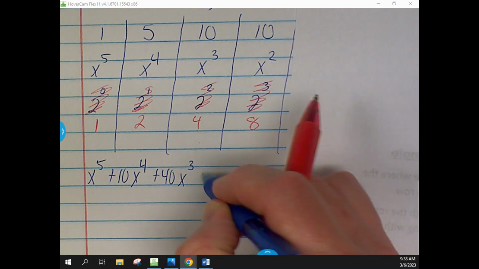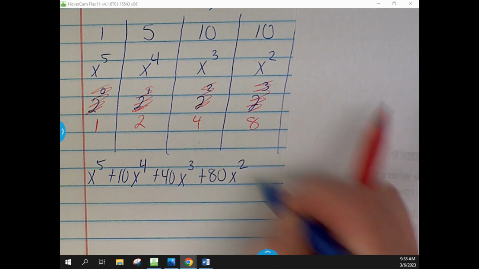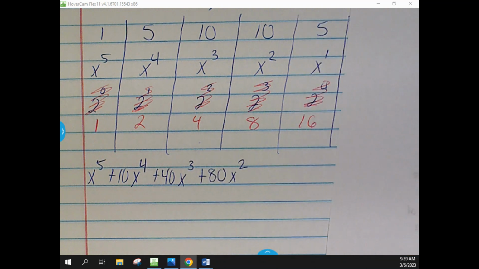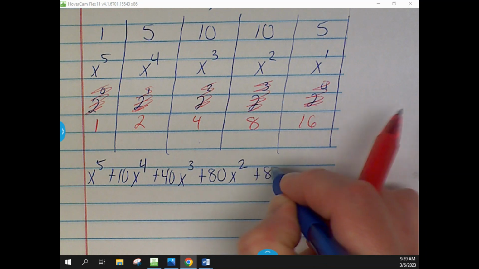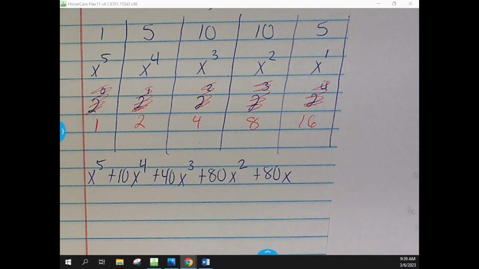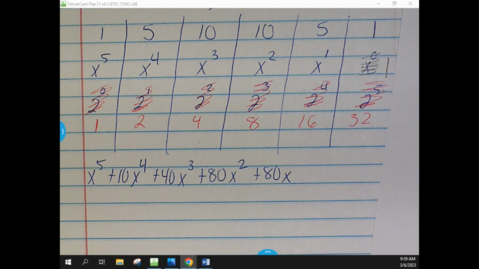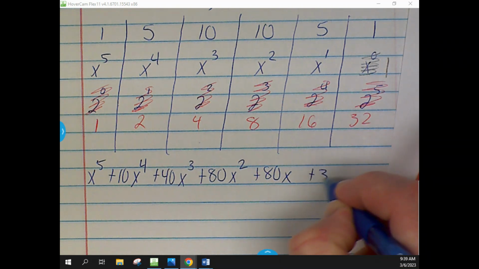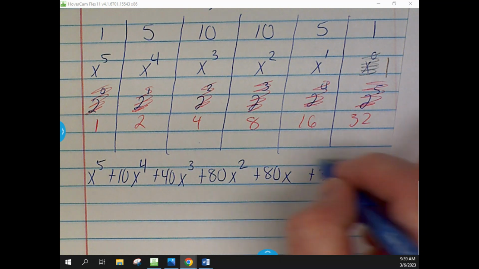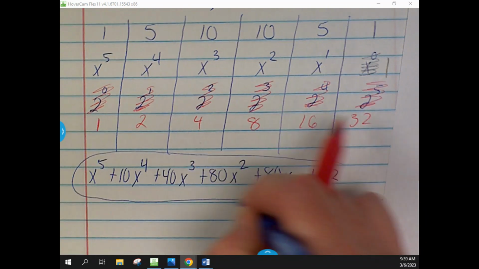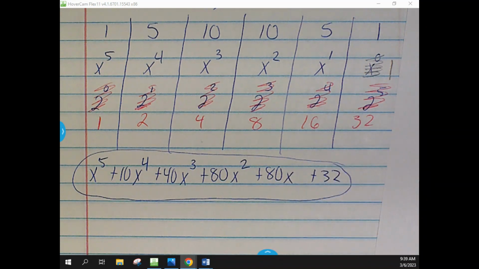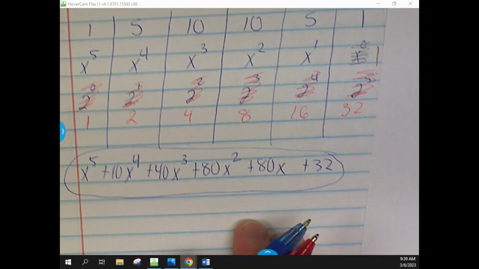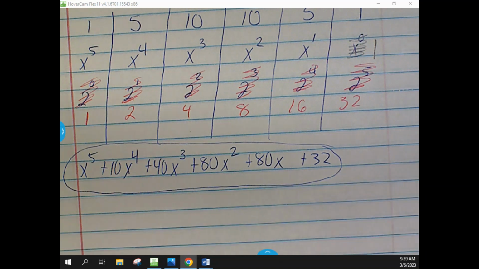10 times 8 is 80. x squared. 5 times 16 is 80. x to the first, or just x in that case. And at the end, it's 1 times 1 times 32, which is 32. And again, that big long thing is your answer that you're looking for. But again, that is about 1,000,000 times easier than having to do the full method all those different times for what you want to do.